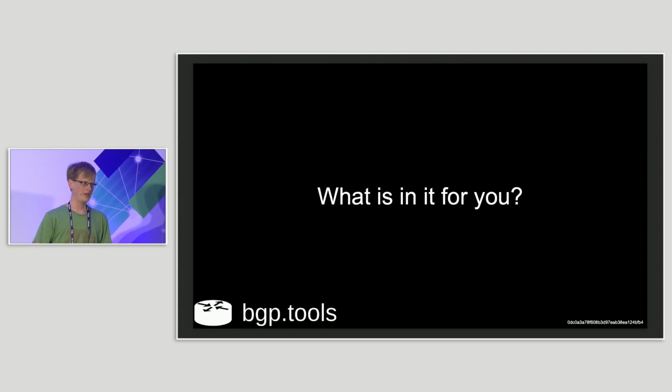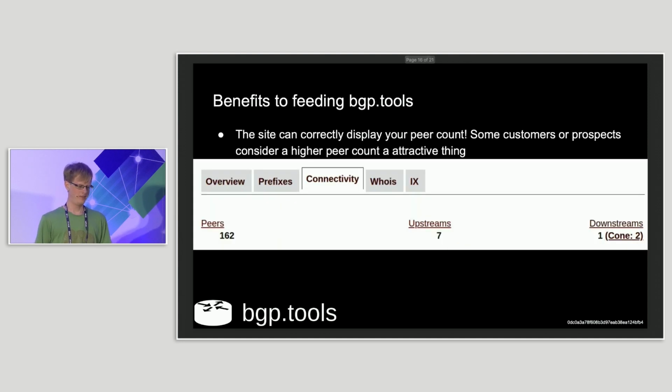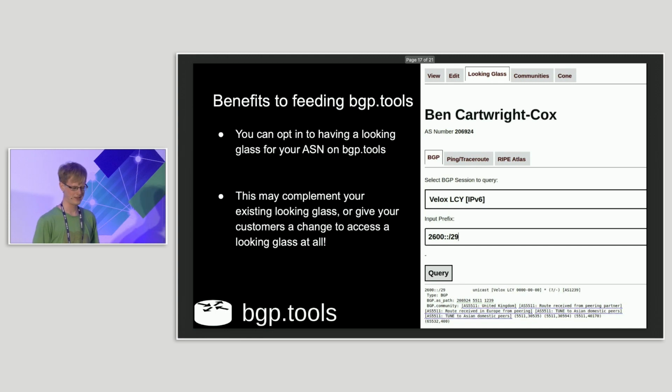So what is in it for you? First of all, basically, street cred. This number goes higher if you feed BGP tools, because I can only publish what I see. If you are using the LINX route servers, sorry, lots of words that say route here, if you're using the route servers, you'll instantly get like 700 peers, which instantly puts you reasonably high up the rankings. We'll get to the rankings later.